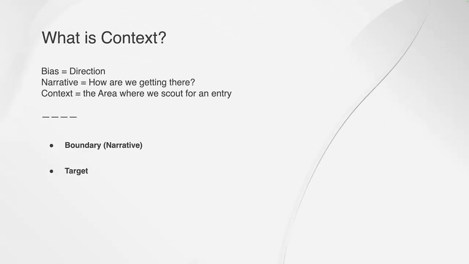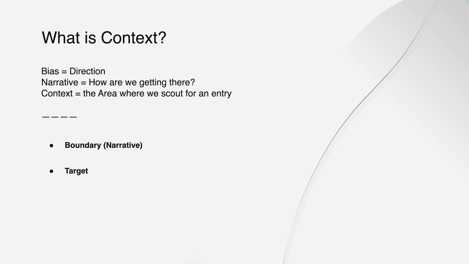Then first things first, what is actually context? First, we have bias, and bias again creates that direction because bias is understanding that drawn liquidity. Which PD array are we actually aiming for? And how can we know which PD array we are actually aiming for? Creates the bias, the direction. Then we have the narrative. How are we getting there? So if the bias is bullish, then how are we getting there? How are we getting towards that premium array that we are actually looking to target?